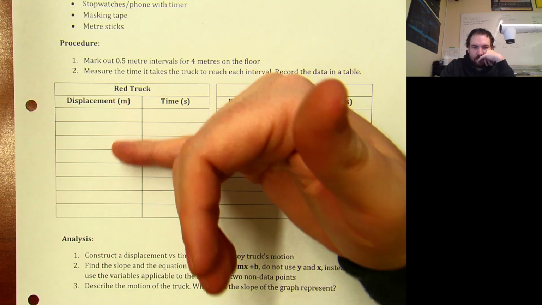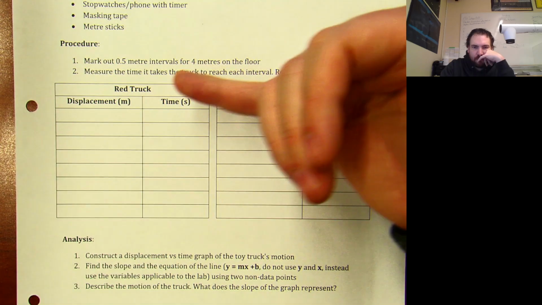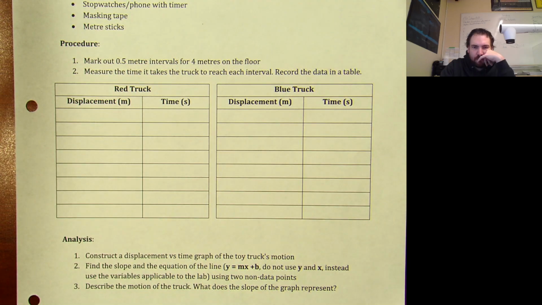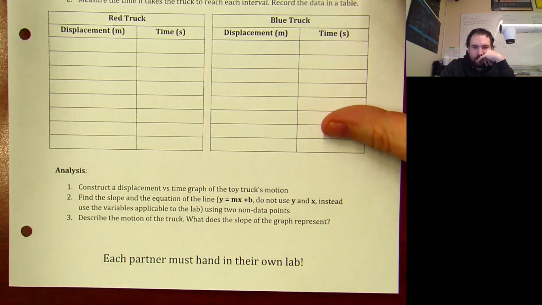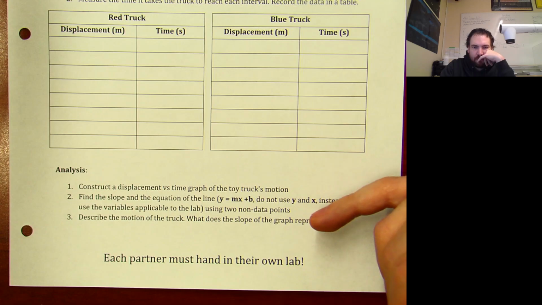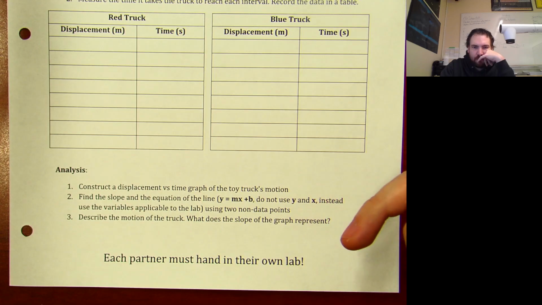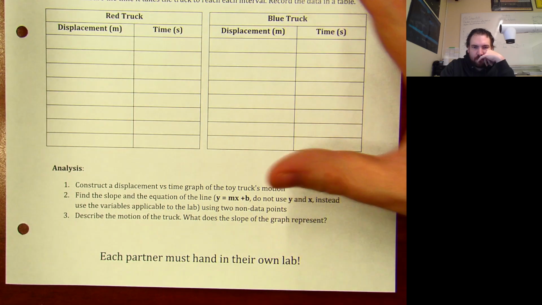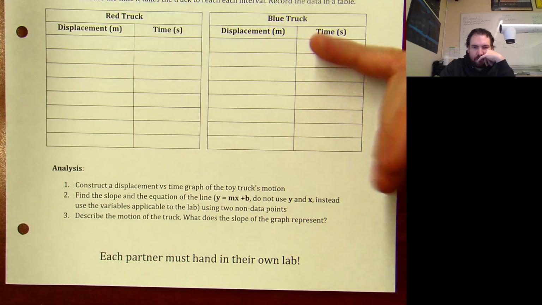You're going to write down how far the truck has gone at half-meter intervals, so 0.5, 1, etc., down the table, for the red truck and the blue truck. And then once you've recorded your data, you're going to graph all of this in one graph. Don't do what I saw a lot of you do before, where you split a single graph paper into 2 different graphs. I want all of it same scale, 1 graph, so we can analyze it nicely. Once you construct the graph, find the slope and the equation of each line, and then describe the motion of each truck. Each partner must do this. I want a hand in, so everyone's going to graph it themselves and make sure each partner has a copy of the data.